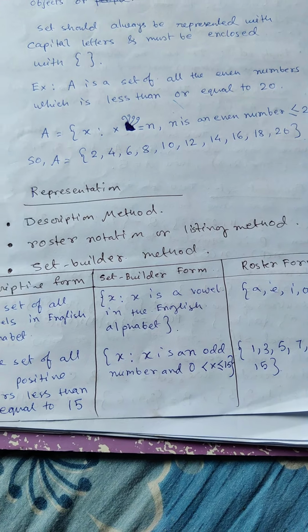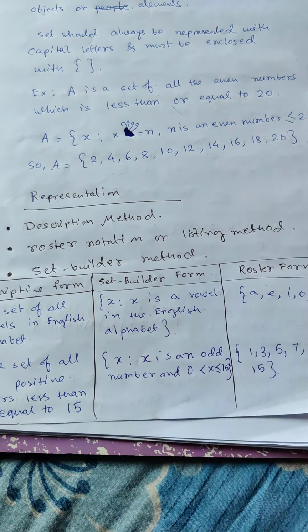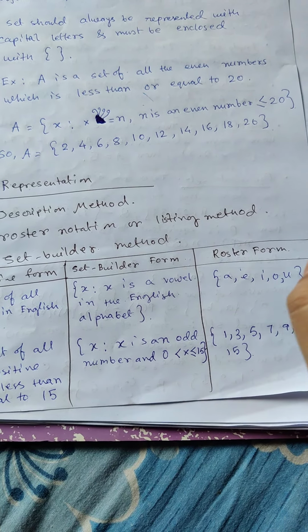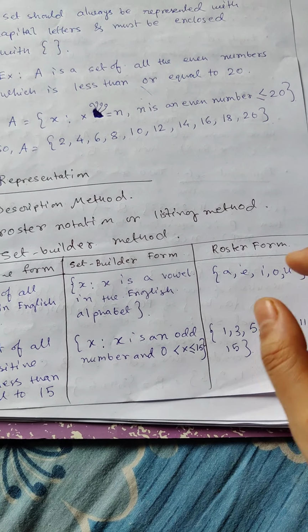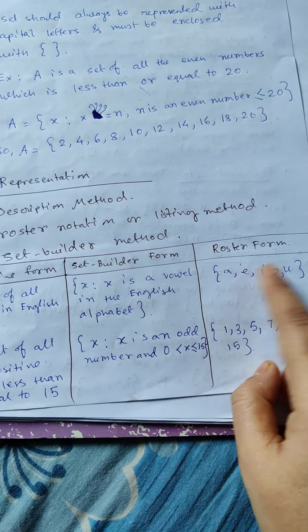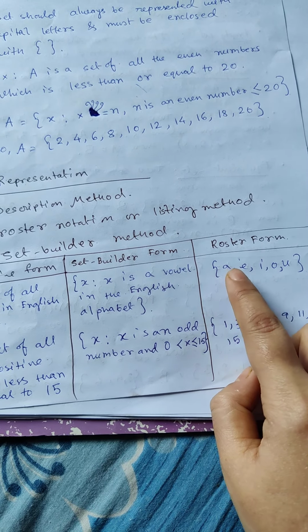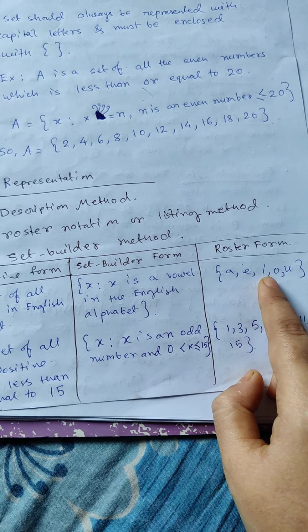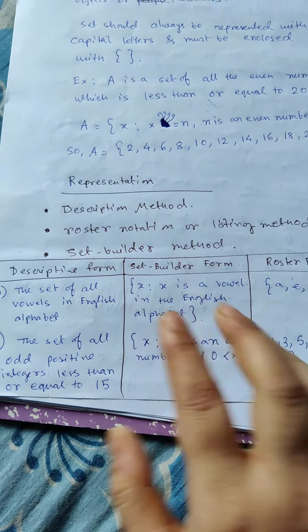Now in the roster form we just put all the objects or the elements, putting a comma between them, like this. The vowels are a, e, i, o, u, so we need to write within the curly brackets a, comma, e, comma, i, comma, o, comma, u, like this.